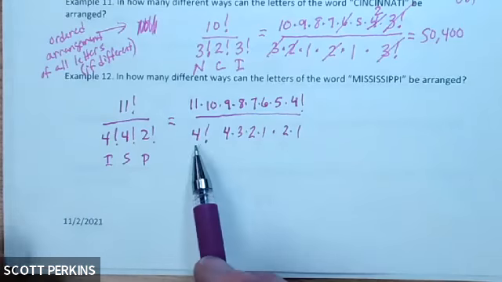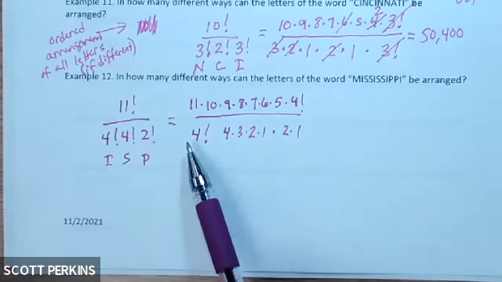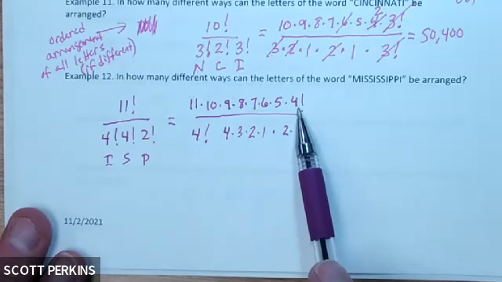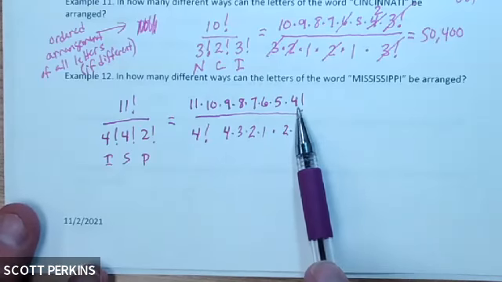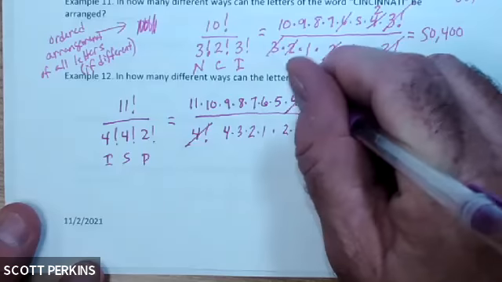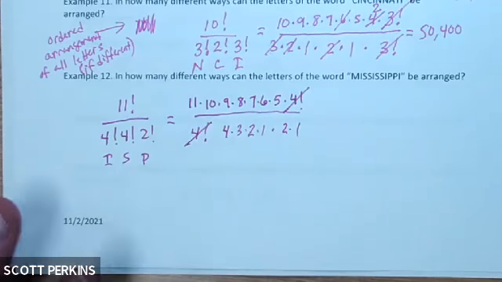So remember, 4 factorial is not 4. I can't just cancel this 4 right here with 4 factorial. Those are different things. That exclamation point has meaning. So I can only cancel a 4 factorial with another 4 factorial. And then the rest of the numbers, I'm just going to find ways to cancel them out.